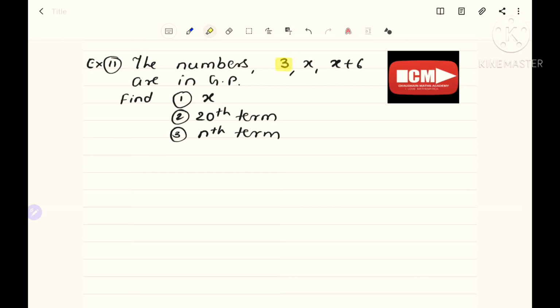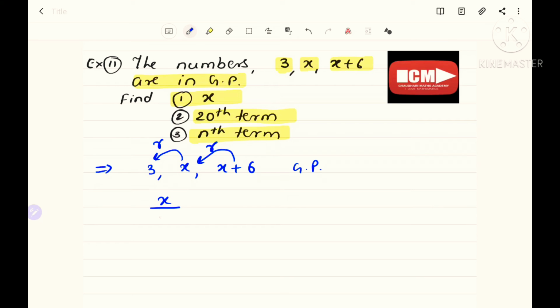The numbers 3, x and x plus 6 are in GP. According to them, these three numbers are in GP. Now your task is to find x, then the 20th term and the nth term of that. Very simple problem. If the three numbers are in geometric progression, then the ratio of successive terms, that is x divided by 3, is r. The ratio of these two successive terms is also r, since it is in GP.